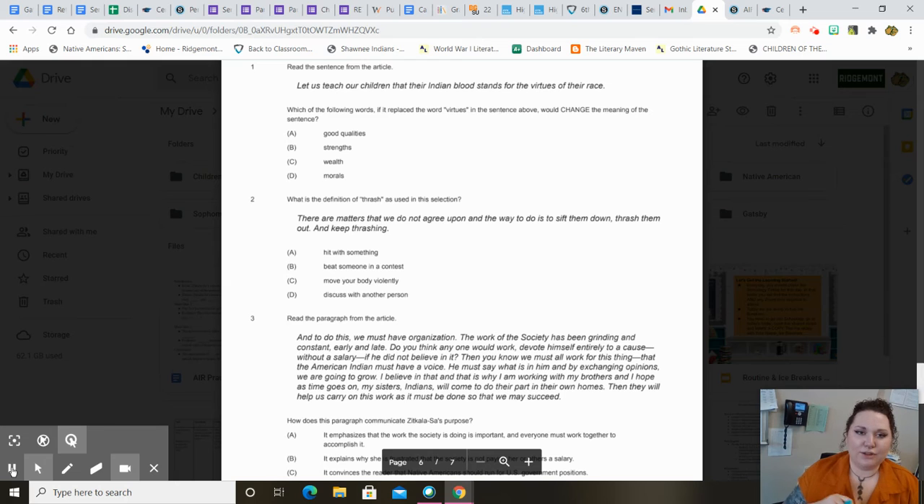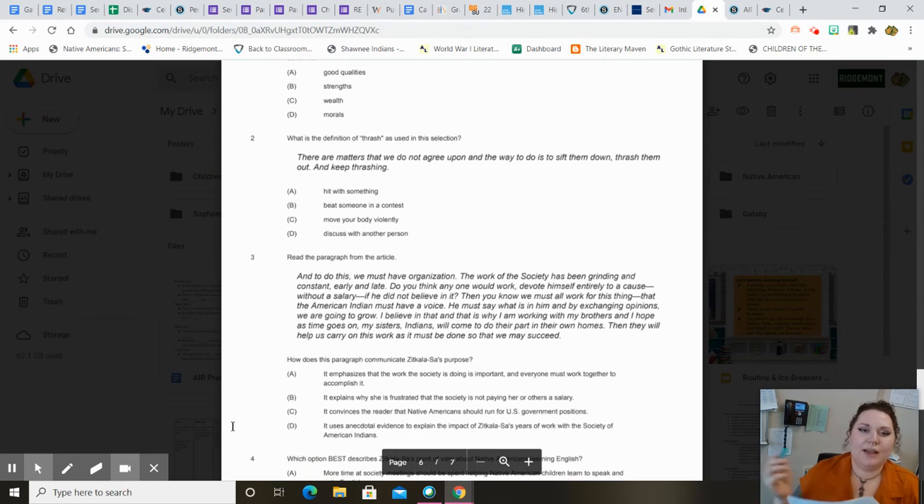Okay, so now that you've read and answered the questions with your partner, we're going to go through what the correct answers are. Number 1 asks which of the following words, if replacing the word virtues in the sentence above, would change the meaning of the sentence. The correct answer is C, wealth. If you looked back to that section where that sentence is said, she talks about good qualities, strengths, and morals as part of those virtues that she's talking about with their children. So wealth is the only one they don't talk about. Wealth does not fit with the definition of virtues.